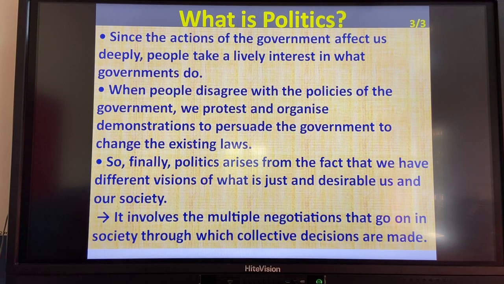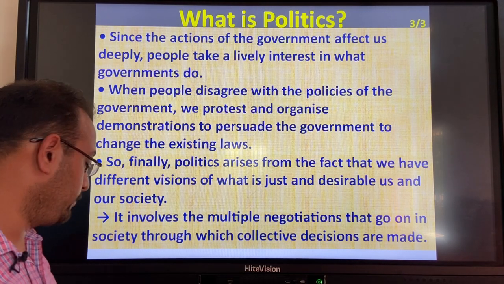When people disagree with the policies of the government, we protest and organize demonstrations to persuade the government to change the existing law. So finally, politics arises from the fact that we have different visions of what is just and desirable for us and our society. It involves the multiple negotiations that go on in society through which collective decisions are made.